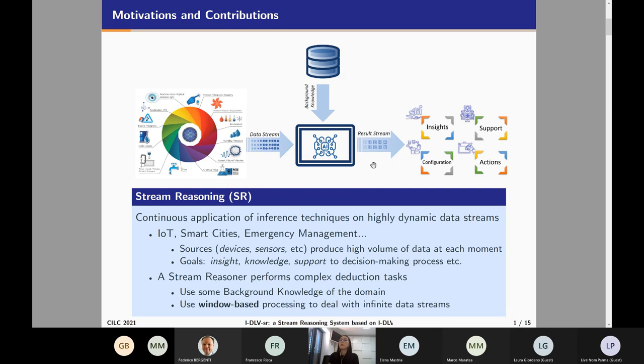In such contexts, we need to reason about data in order to get insight, knowledge, and support for the decision-making process. So a stream reasoner needs to perform complex deduction tasks on the processed data along with some background knowledge. However, applying expensive reasoning operations on the overall data stream is a quite challenging problem, both in terms of performance and memory consumption. So a stream reasoner often uses window-based processing to deal with the infinite data stream. In such a setting, the data are partitioned, and only the latest arrivals are used during the deduction task.